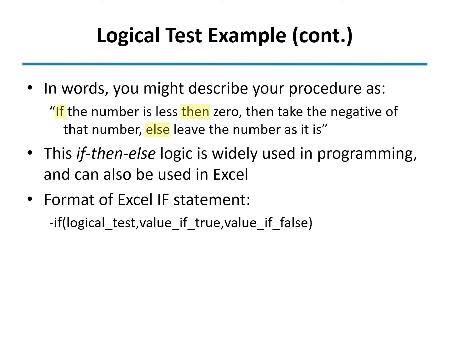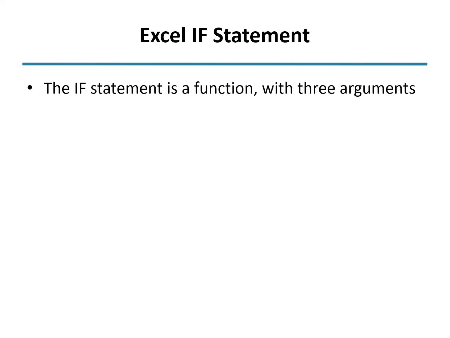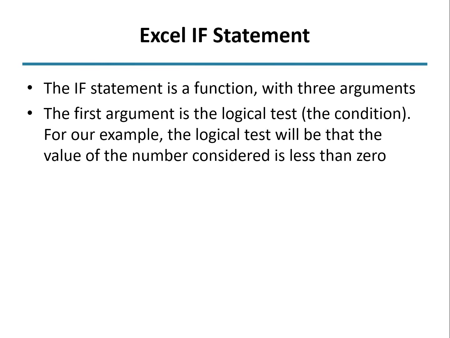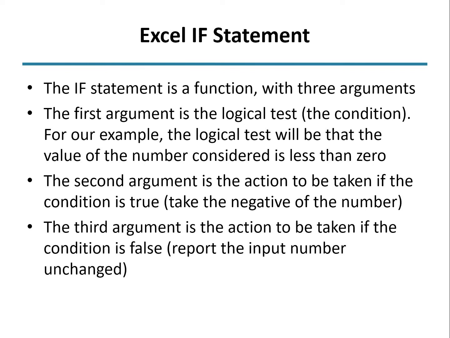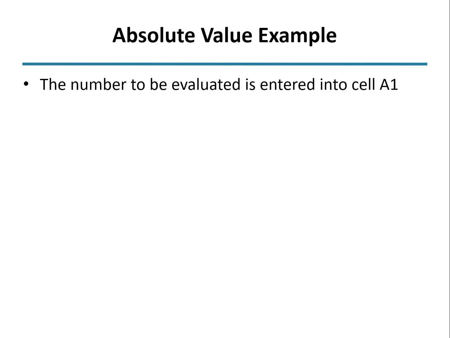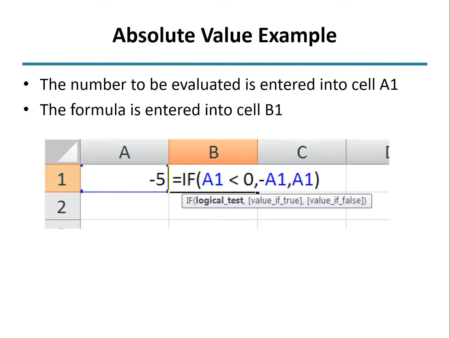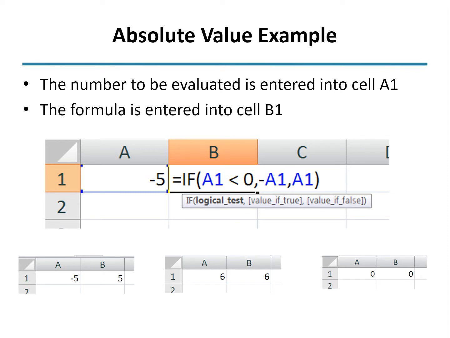So how that works is, again, the format of the if statement is going to have three arguments. The first argument is going to be the test, the condition. The second argument is what we do if it's true, and the third will be what we do if it's false. So commas separating those things. So here we go. We put a number into A1, and there's our logical test. If the value in cell A1 is less than 0, then we change its sign. That's what we do if it's true. If it's not true, which means it's 0 or a positive number anyway, then we just report that same number back. And you can see the examples just to test out and show that that works.